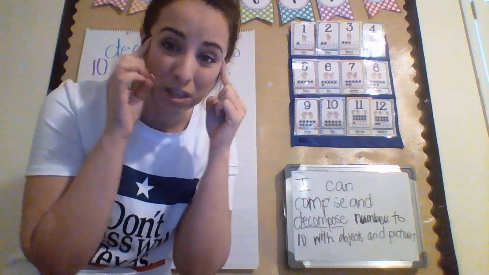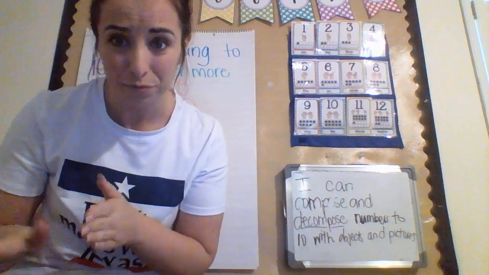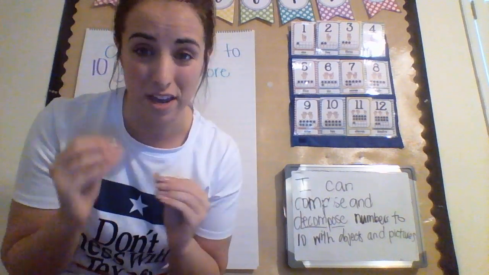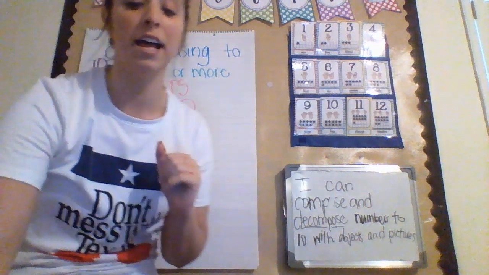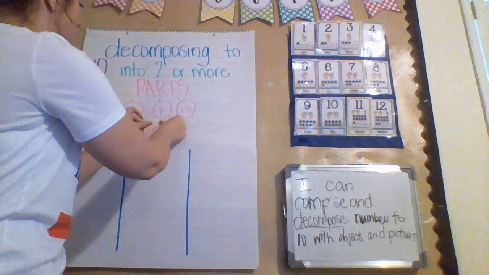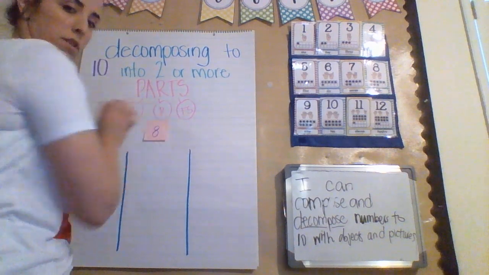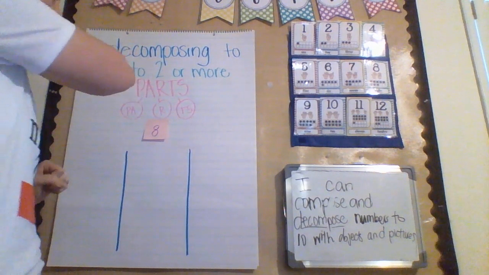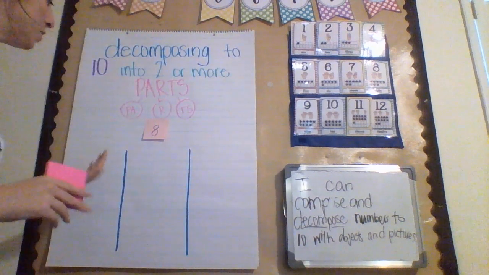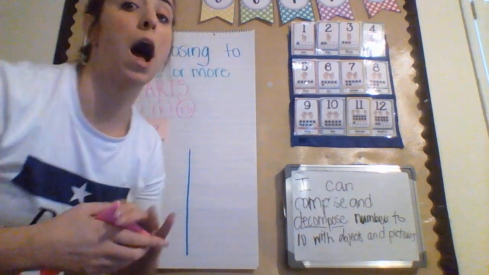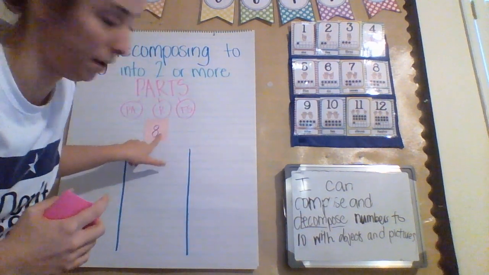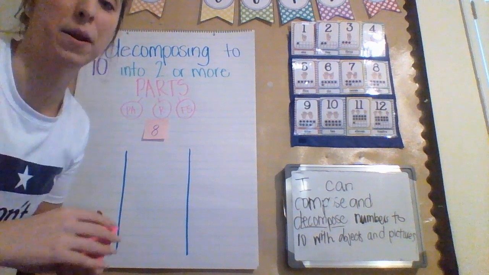Okay, we're going to think, how many are in each part? And what was the number that we decomposed? The number we're thinking about today, just for decomposing, is the number 8. So I'm going to put my number 8 right here. The next thing I'm going to do is take my sticky notes and put them into 3 different parts. How many do we have all together? 8. Okay, so I'm going to put them in 3 different parts.